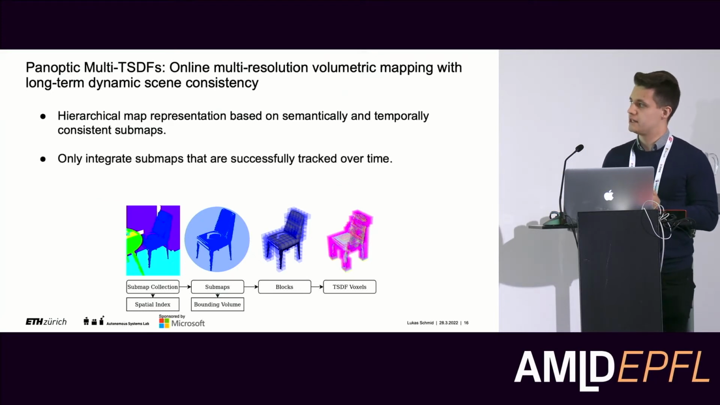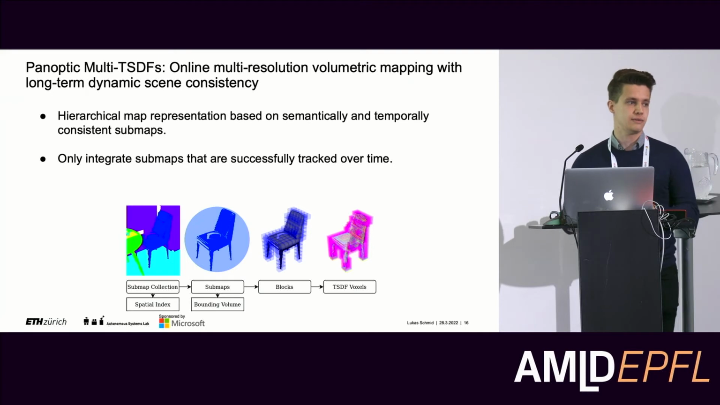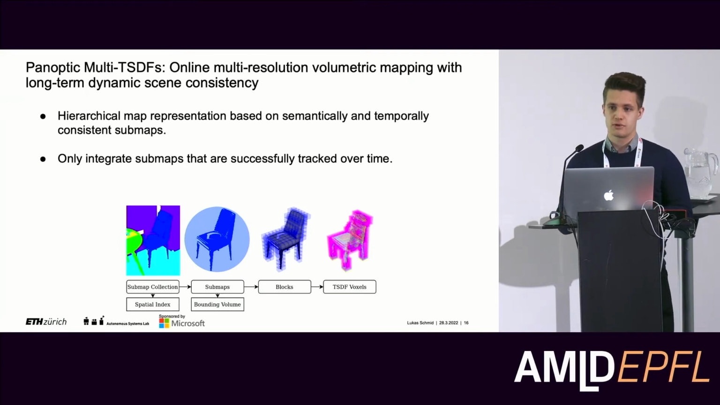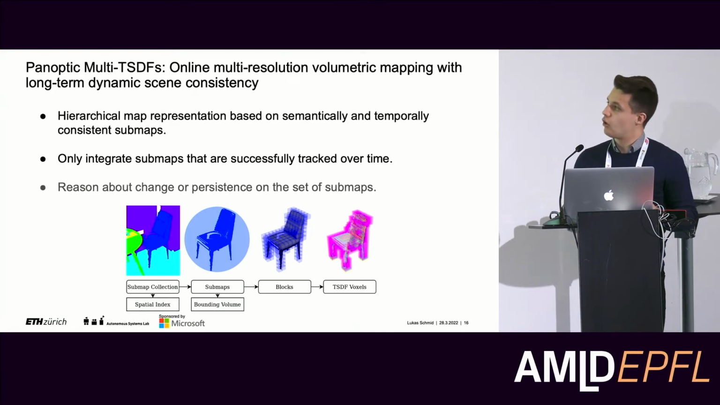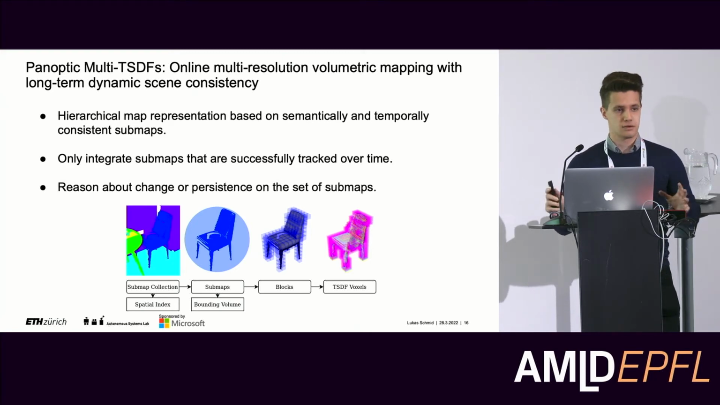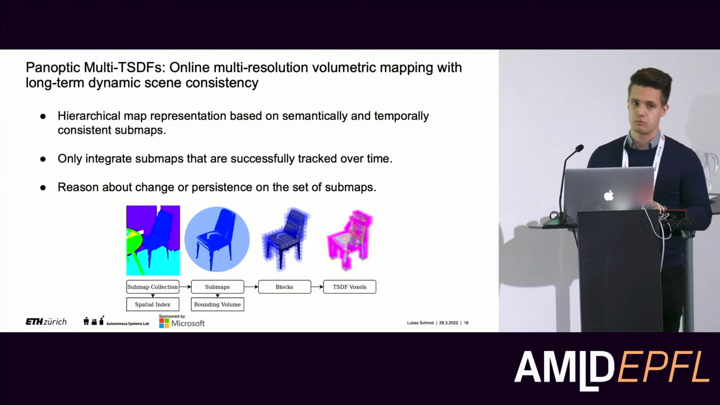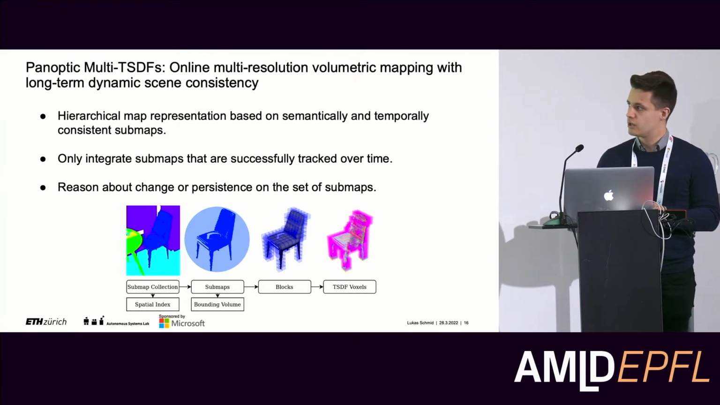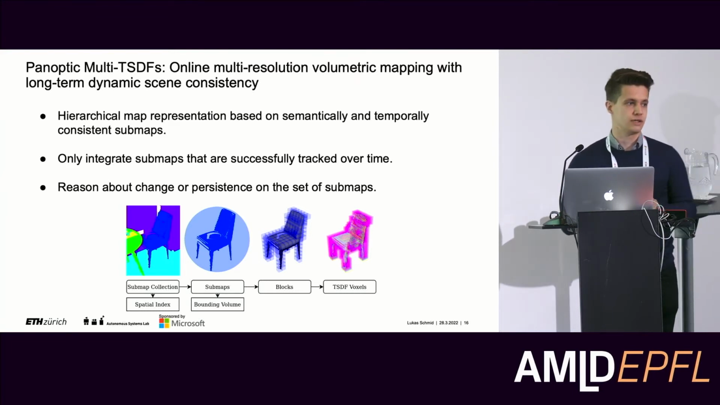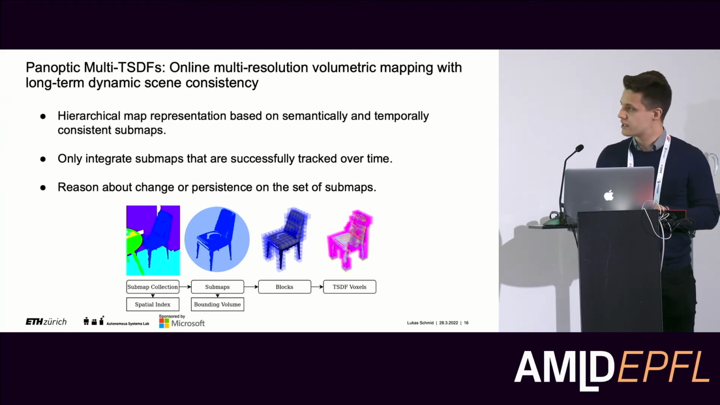And then the main idea is we only integrate new data into things that we can track between frames, also in a semantic way. This way we guarantee that we only modify surface representations that are semantically and temporally consistent. And then we do all the reasoning on this set of locally, semantically, and temporally consistent patches, which hopefully gives us better results than doing the reasoning on the level of voxels, which was the case before.